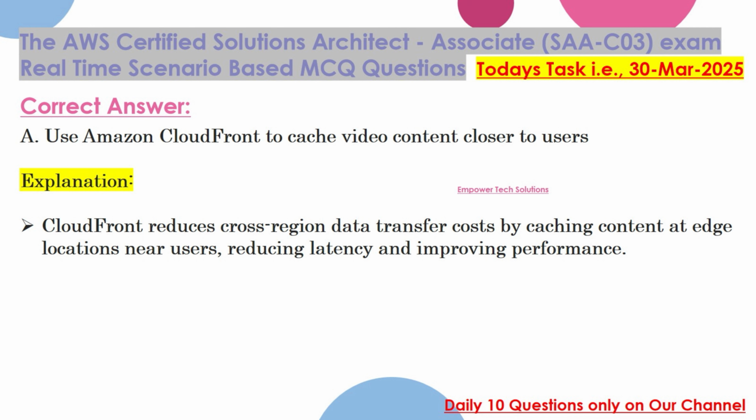Correct answer: A. Use Amazon CloudFront to cache video content closer to users. Explanation: CloudFront reduces cross-region data transfer costs by caching content at edge locations near users, reducing latency and improving performance.